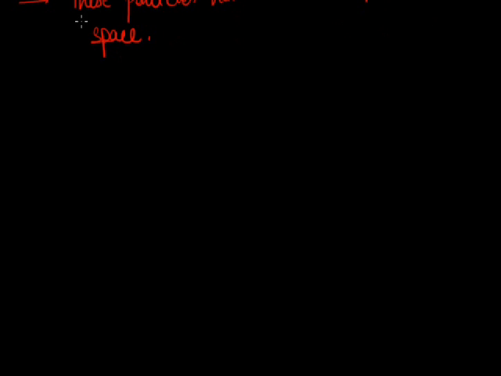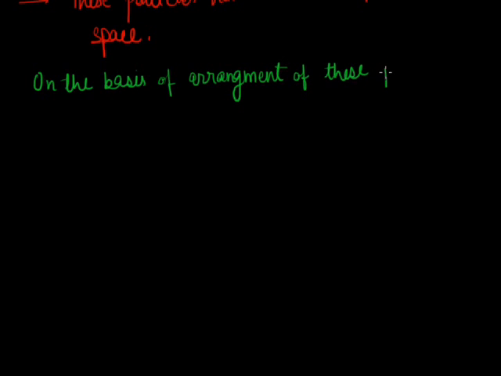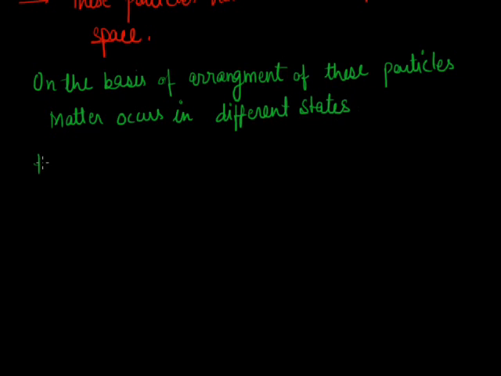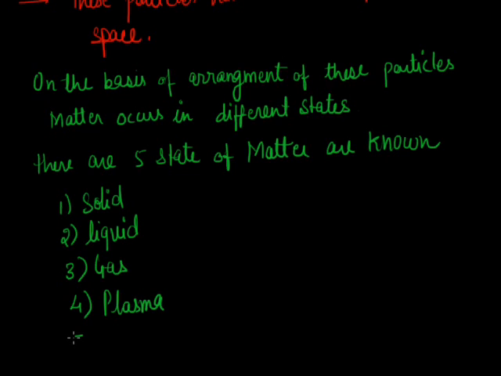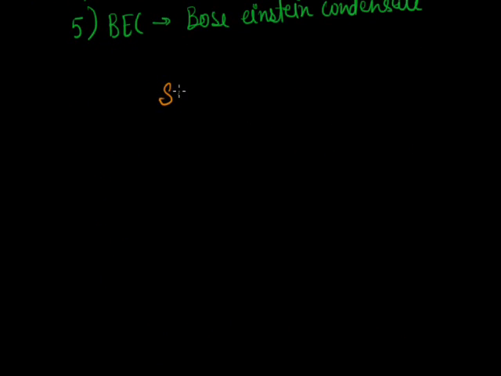On the basis of arrangement of these particles, matter occurs in different states. Five states of matter are known. These are solid, liquid, gas, plasma, and BEC, the Bose-Einstein condensate. So the first state of matter is the solid.